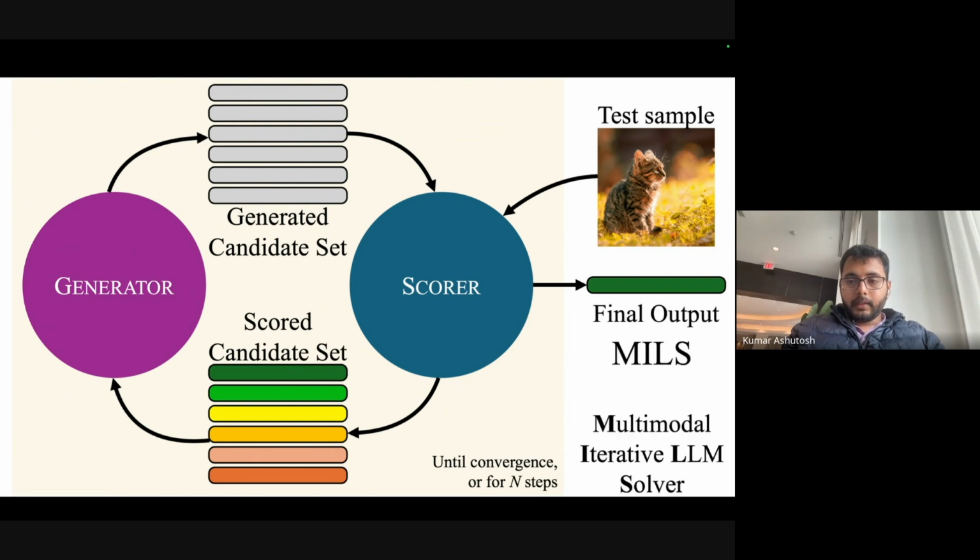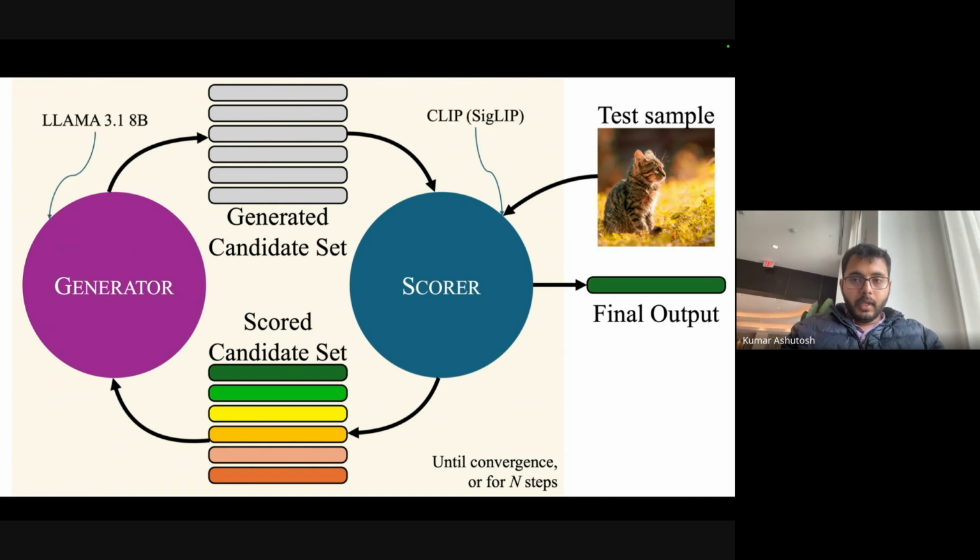And then we get the final output. We call our method multimodal iterative LLM solver. As an example, if we use Llama 3.1 8 billion as the generator, and we use CLIP as a scorer, what this enables is we use the generator to generate plausible image captions, and then we have K captions. To begin with, we have an initial set, and then we generate captions.